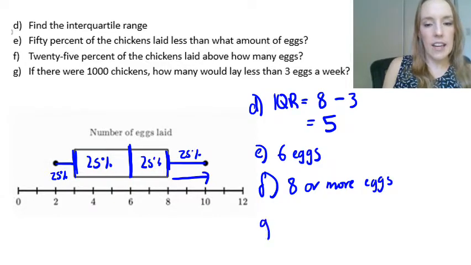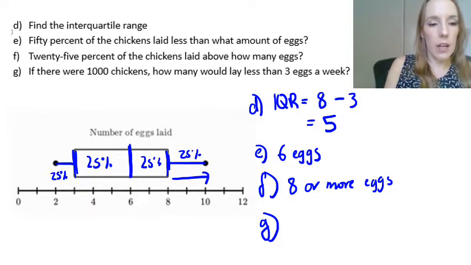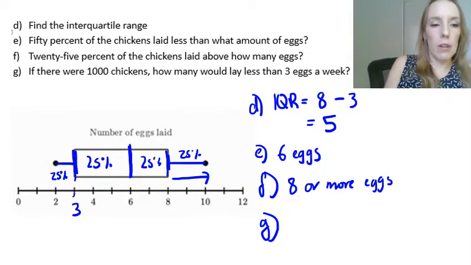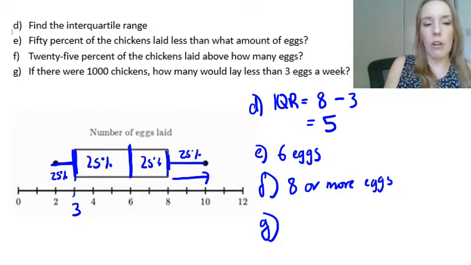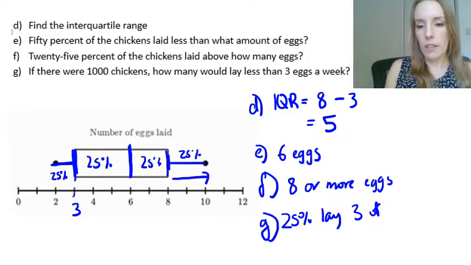Okay, and our last one, which is G: if there were 1,000 chickens, how many would lay less than 3 eggs per week? So what we can do there is find 3 on our graph, which is here. And 3 conveniently is at the end of our lower quartile range. So if we look at 3 or less, how many out of the survey laid 3 or less? It's 25%. So 25% lay 3 or less eggs.